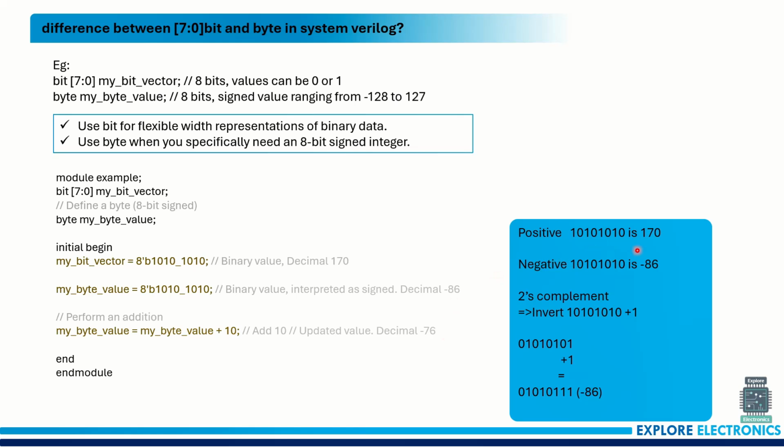To understand the positive and the negative number, go with this method. Positive number is 170, negative number is 86. How? Take this number, take its 2's complement. How to take the 2's complement: invert this as 0101 0101 and then add 1. So this is the method. So you will get 86 now. So you have converted into 2's complement, meaning this is the -86 value, the actual value. This is the negative value. This is how we can understand the bit as well as byte data types.